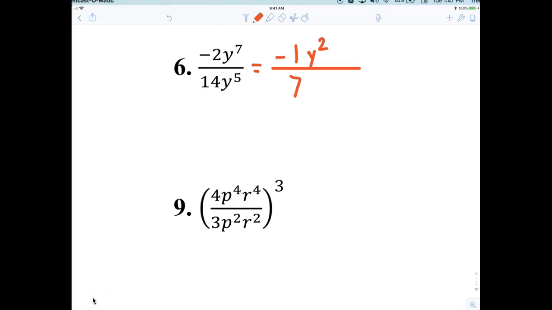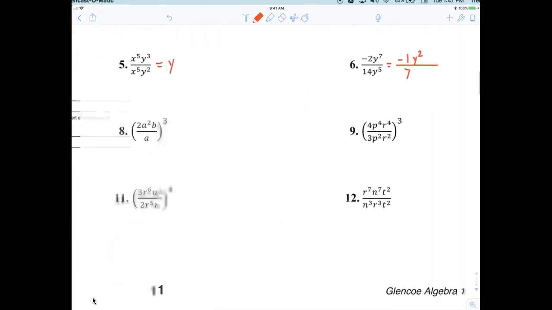Because there are how many y's on the top? 7. There are 7. And how many on the bottom? 5. So when you cross them out, there will be how many? 2 left. Where? On the top. You see what I'm trying to show you now, right? All right, here we go. Let's continue because we got a lot to do.